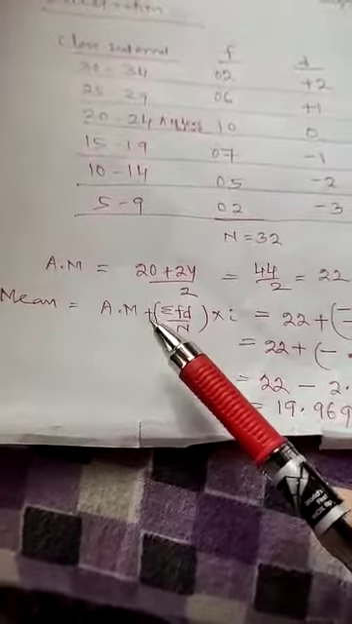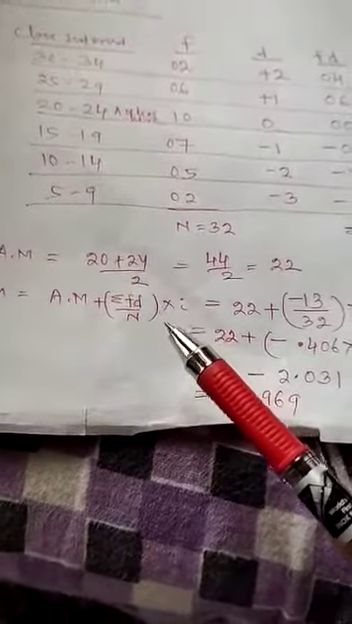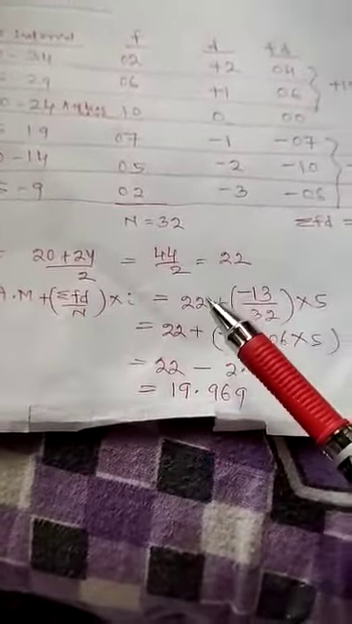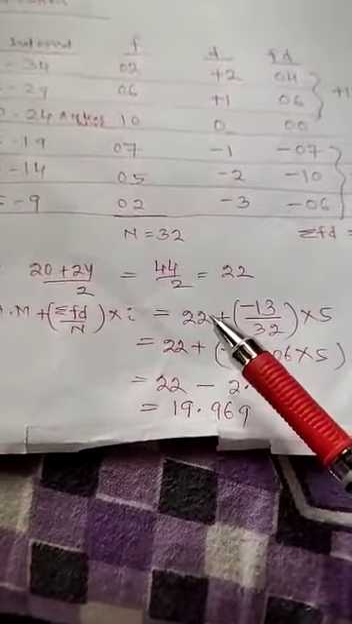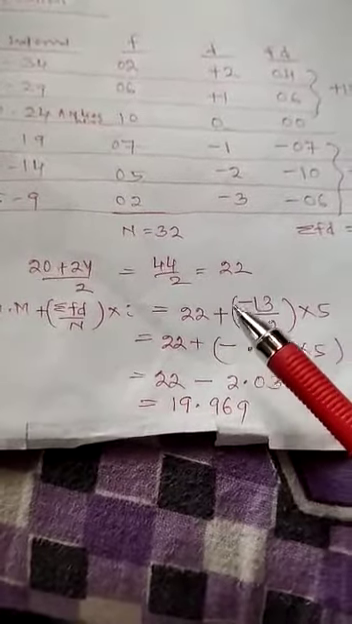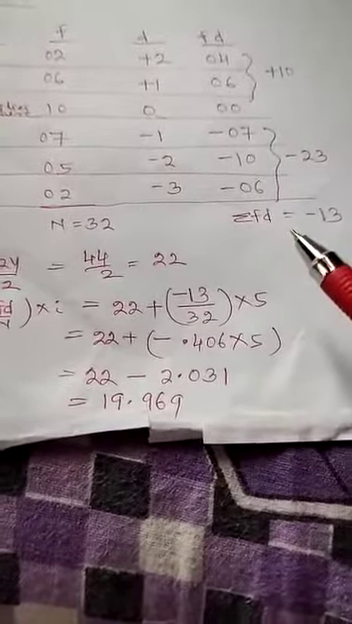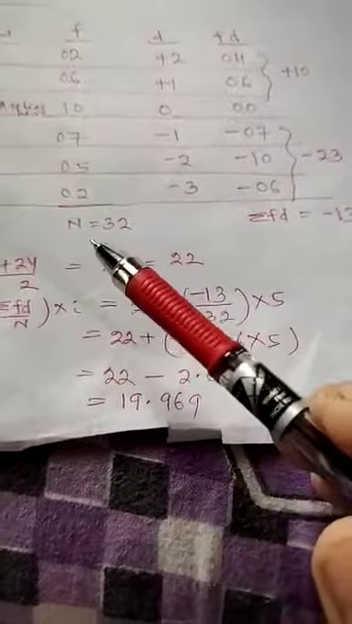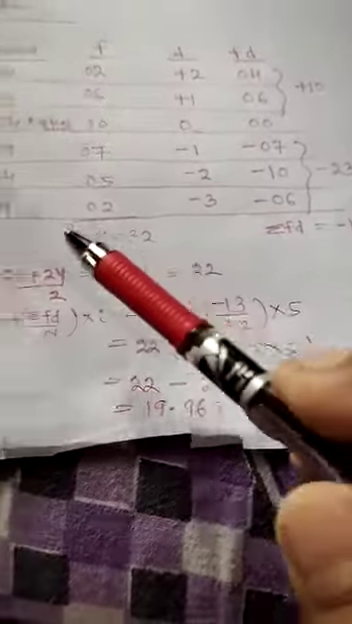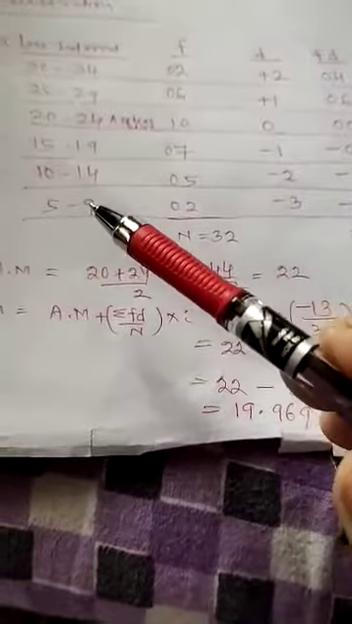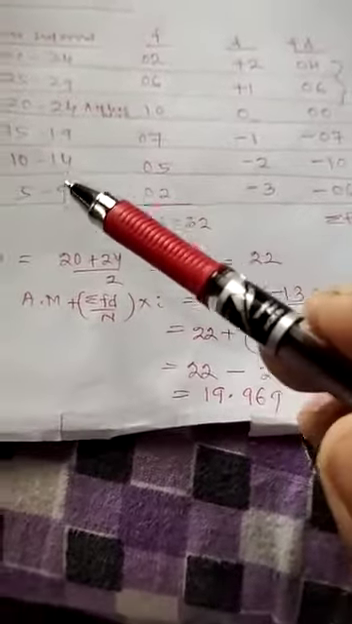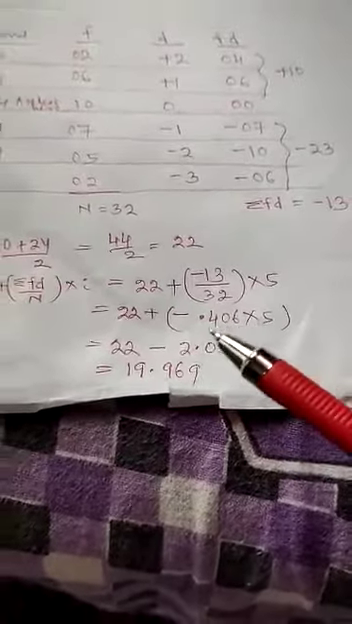Mean is equal to, the formula is AM plus sigma FD divided by n into I. Now putting these scores, 22 is our AM, minus 13 is our sigma FD, 32 is our n, and 5 is the size of the class interval. From 5 to 9, from 10 to 14, all these have only 5 scores. This is the length of the class interval.